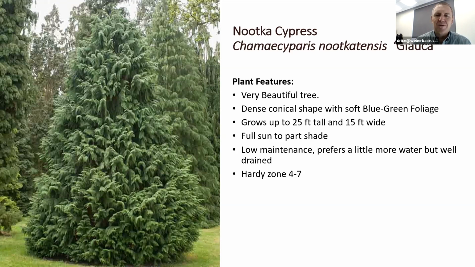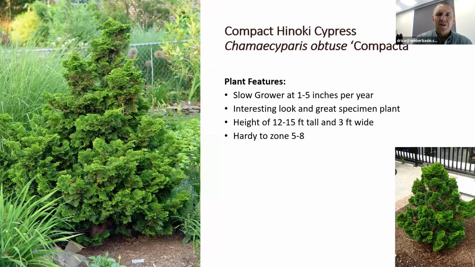These are low maintenance, prefer low water. Again, well-drained sites are best. Here's a compact Hinoki cypress. This would kind of more fit in that dwarf group that we talked about earlier, but very, very slow, 1 to 5 inches per year. Maximum height about 12 to 15 feet, 3 feet wide, but these are going to take a long time.